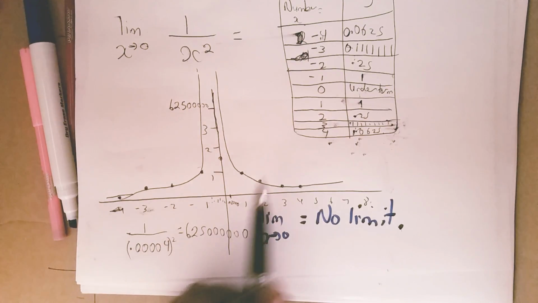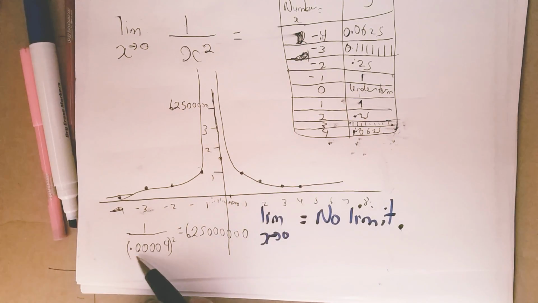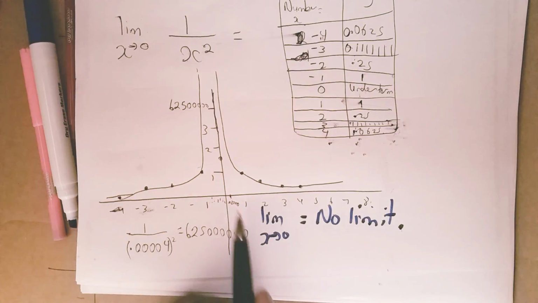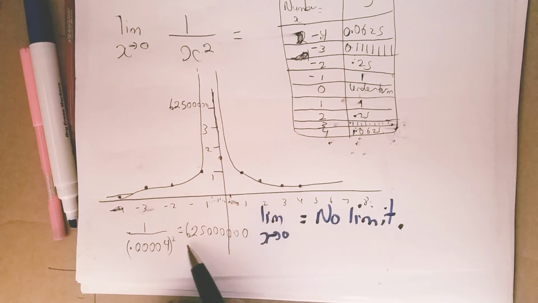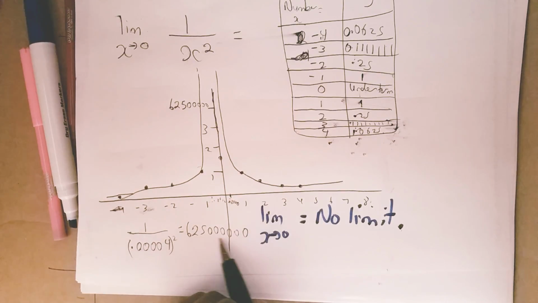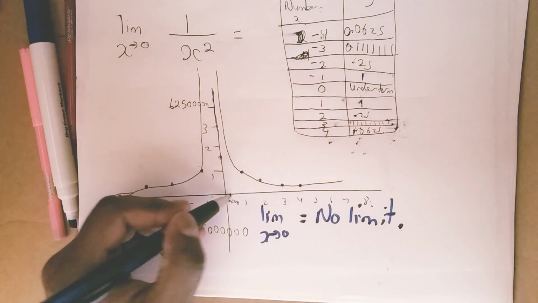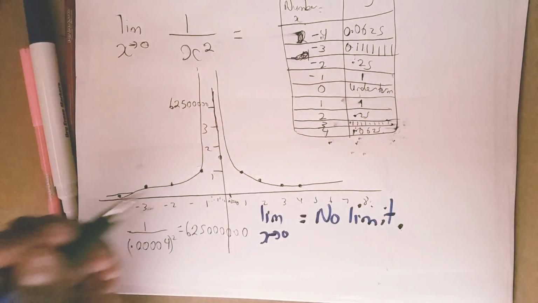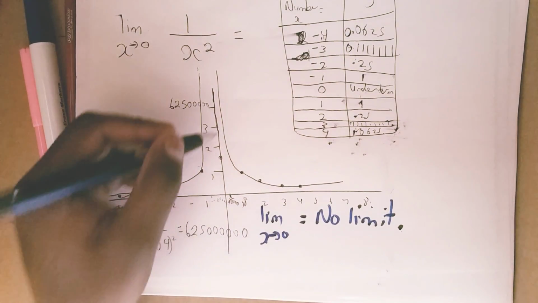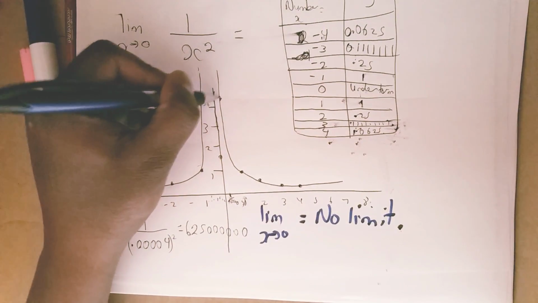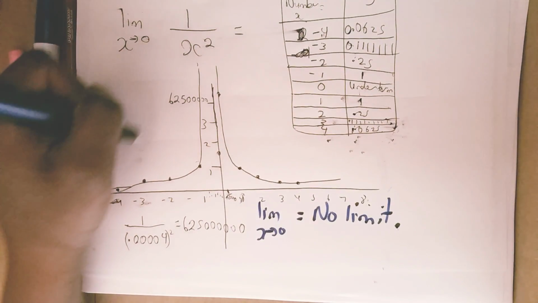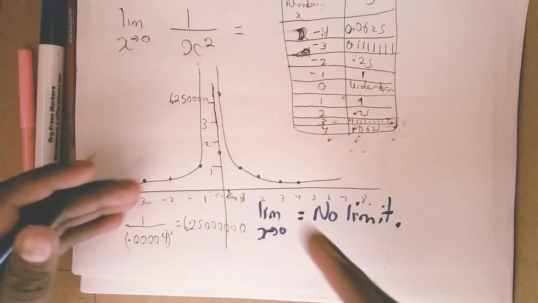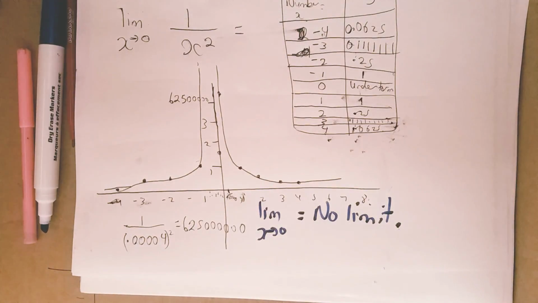If not, you plot really small points. So you plot 0.000004. That would be this small point here, and see what happens. When you plot those points, the y value is 625 million. So when this is 0.000004 squared, you go all the way up here. So the graph would continue to go up and up, so there is no limit on both sides. The graph just continues going up and up.